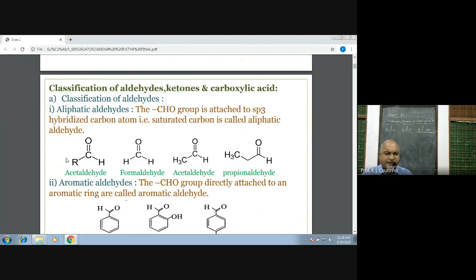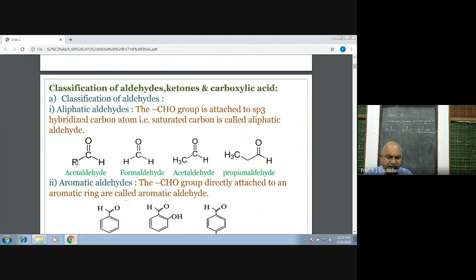Here R will be CH3, C double bond O, H. So it is known as acetaldehyde. If you see here, it is CH3 C double bond O, H. So this is acetaldehyde. This is an aldehyde in general, where R can be an alkyl group or an aryl group. Here in this case, H has to be there. This H in an aldehyde has to be there. So in an aldehyde, the C double bond O, H is fixed.